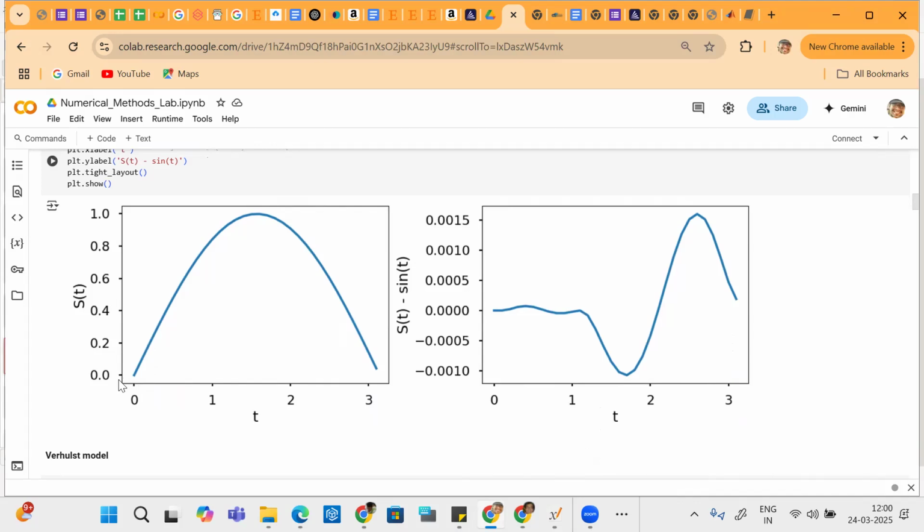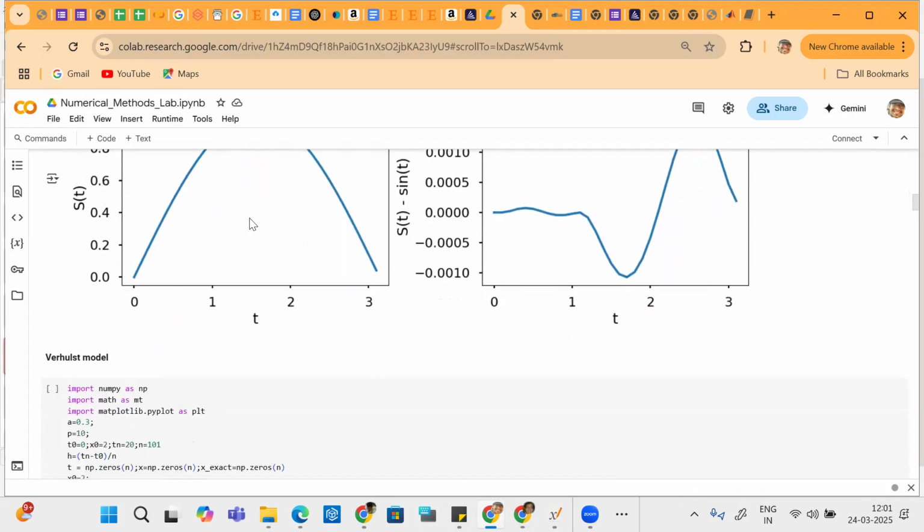You will see the initial condition. At t equal to 0, s is 0. And even at pi you can check. At pi by 2, which is 1 point something, 1.5. What is the value of sine at pi by 2? Yes, here it is 1. So you know that it is correct.